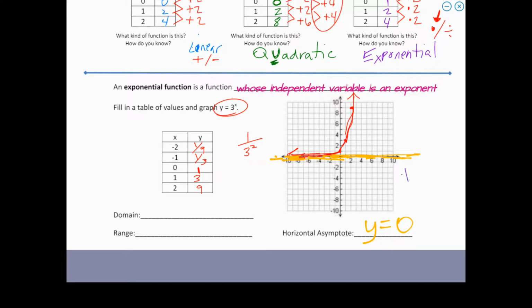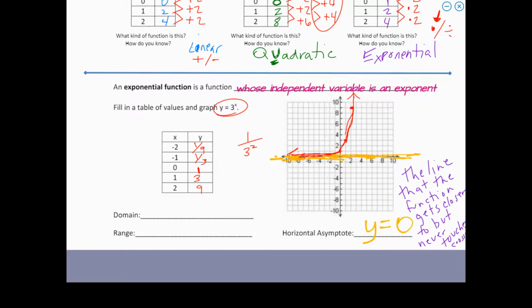Okay? It's the line. The asymptote is the line that the function gets closer to, but never touches or crosses, you can think of. Okay? It never touches or crosses that line.